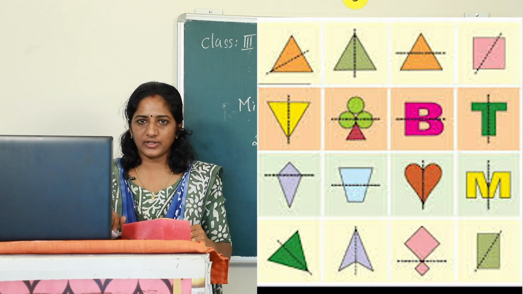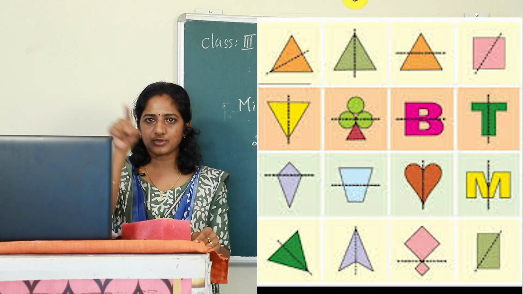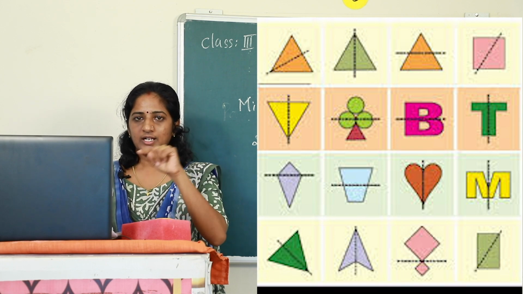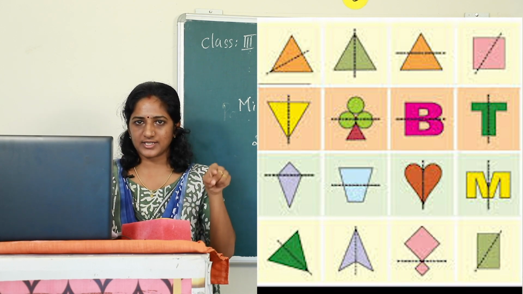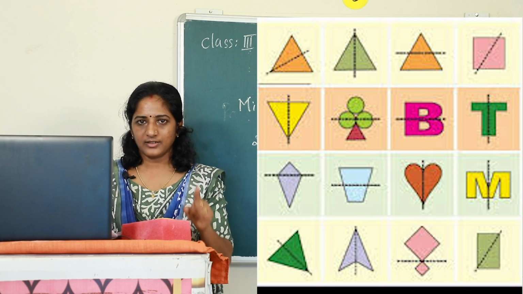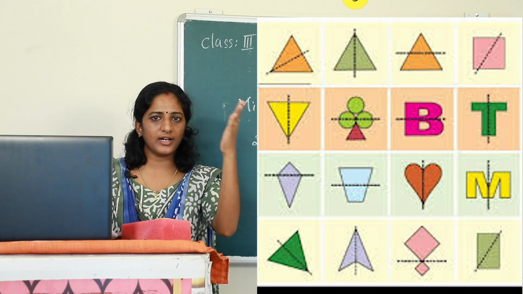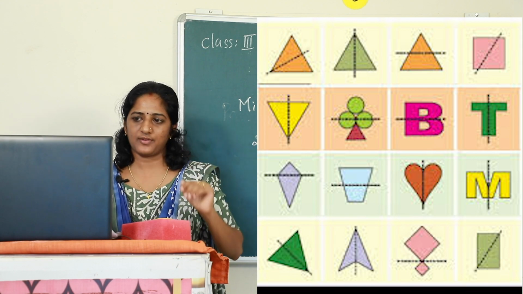Okay, look at the fourth figure. Did that line divide the square into similar halves? No. Come to the fifth one, that yellow color triangle. Does that line divide the image? Yes, that line can divide the picture into similar halves.